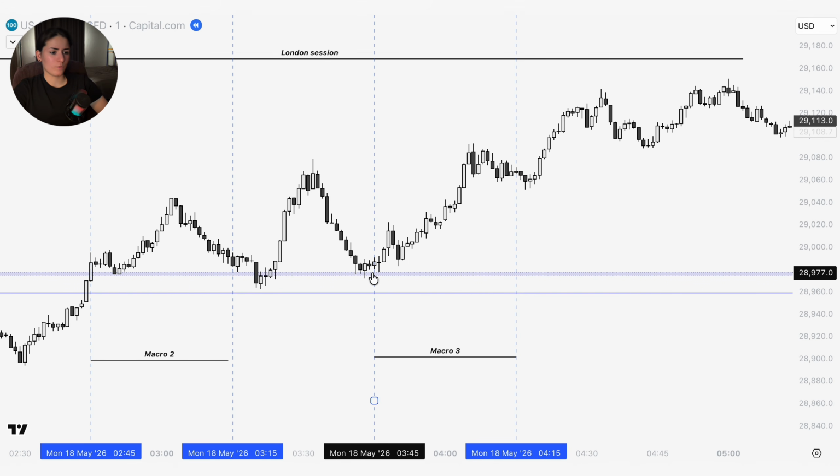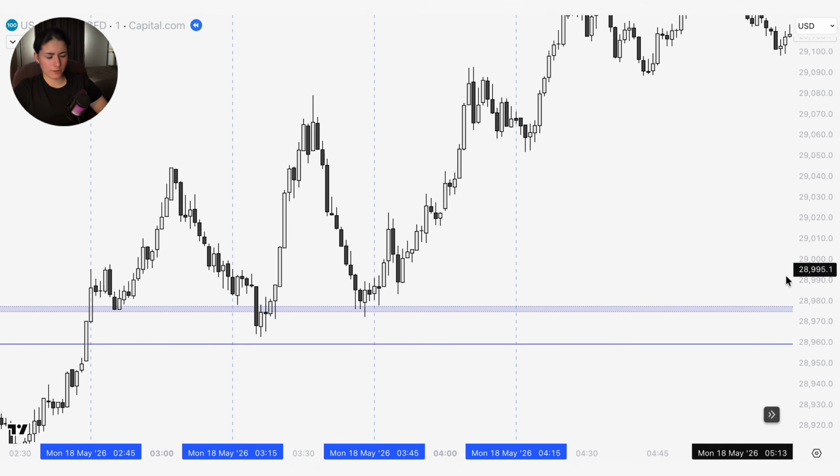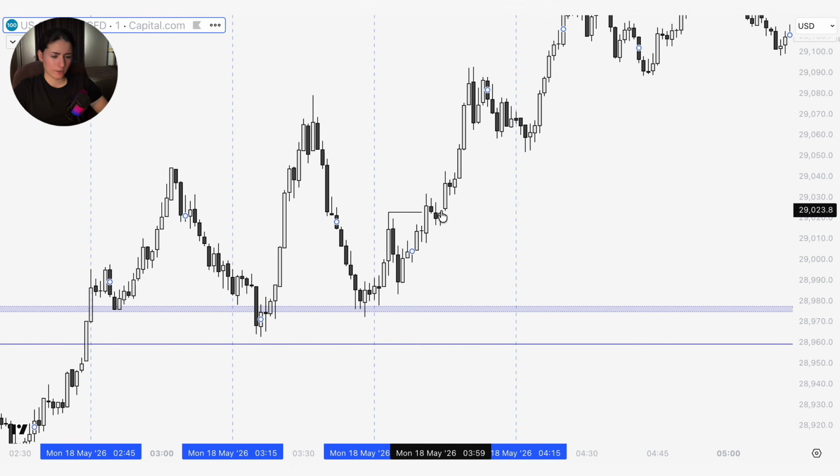Look at this. Price touches the level, and the first thing it did is form an inverted fair value gap. Then it does a small pullback, and then a clean market structure shift was formed. Our target here can be the closest liquidity or a key level.